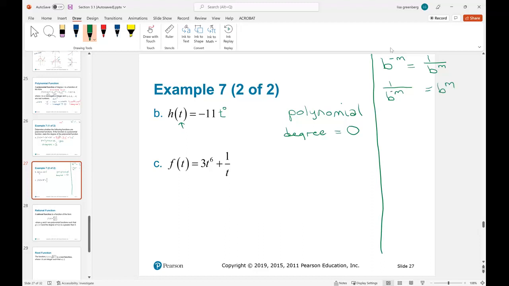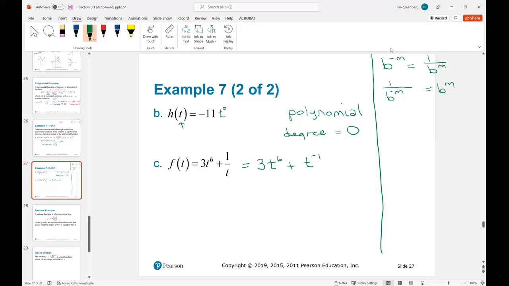So really what happens is if it's negative in the numerator, it becomes positive in the denominator. If it's negative in the denominator, it becomes positive in the numerator. Or I could say, if it's negative on the top, it becomes positive on the bottom. If it's negative on the bottom, it becomes positive on the top. So that's basically the rule for exponents, which means this is really the same as 3t to the 6th plus t to the negative 1 power, right? Because t to the negative 1 would be 1 over t.